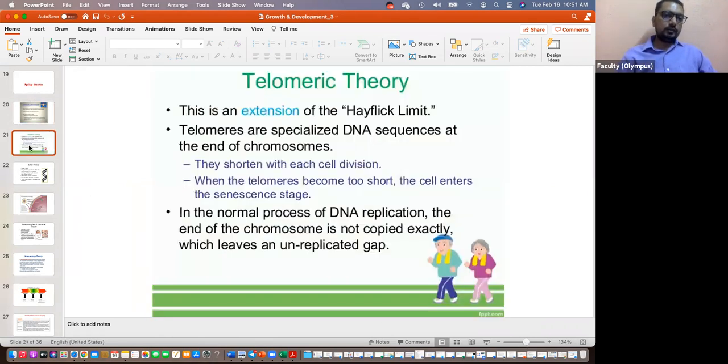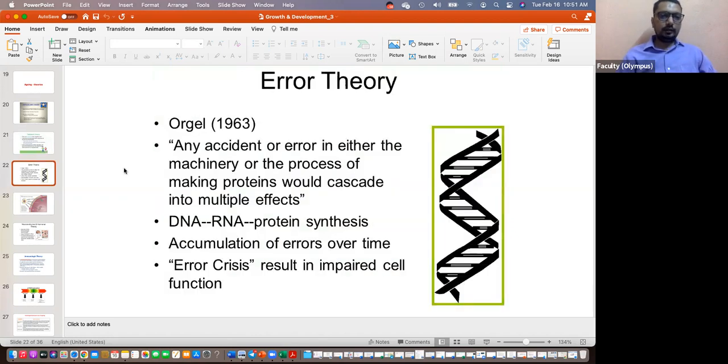The next one we talked about is the telomere shortening theory. With continuous cell divisions, the ends of the chromosomes, the telomeres, become shorter and shorter to a point where chromosomes become too unstable to multiply further. This also results in the aging process. This is well observed. And we talked about the error theory.